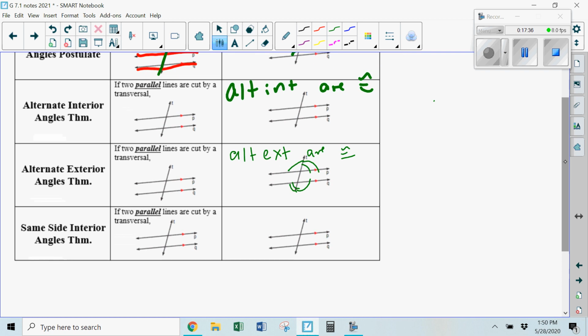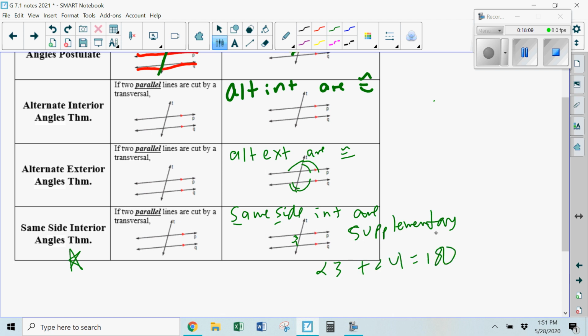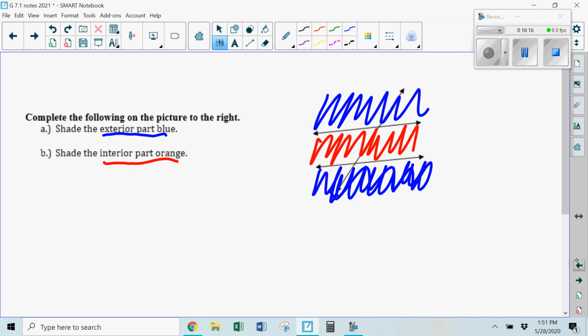And finally, the one that is most different, same side interior angles are supplementary. There's not really a symbol for supplementary. Sorry, that's messy. The best way to draw it is to say, I'll just call it 3 and 4: angle 3 plus angle 4 equals 180. That's the best way to show it since you can't mark them the same because they're not the same. That's a summary of what we just did on this part right here.